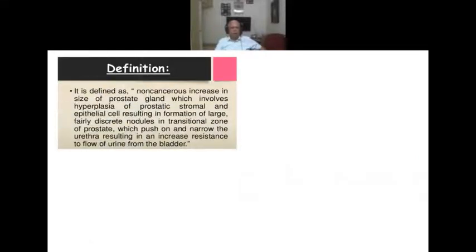The definition, as I told earlier, is a non-cancerous increase in the size of the prostate gland, which involves hyperplasia of prostatic stromal and epithelial cells, resulting in the formation of large, discrete nodules in the transitional zone. So this is the zone where BPH occurs. Other areas, if they are enlarging, it will be mostly cancerous. So it will not be a benign hypertrophy at all. The nodules push on and narrow the urethra, resulting in increased resistance to the flow of urine from the bladder.